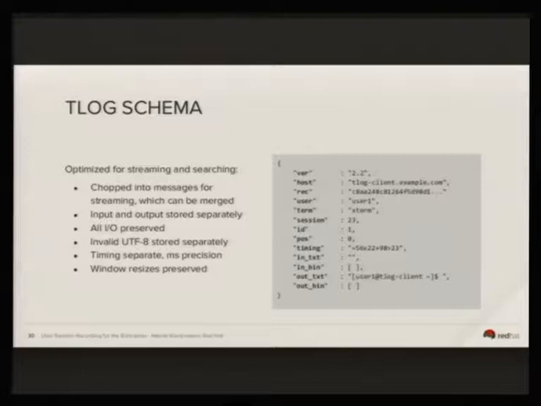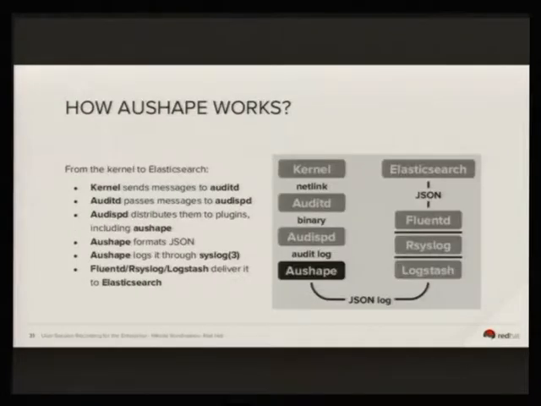Yeah, and window resizes are preserved as well, along with the timing. So the AUSHAPE pipeline starts from the kernel, where the kernel feeds the data to AUDIT through netlink. Then AUDIT pushes that binary data to AUDIT, which is a plugin manager for audit. And one of those plugins can be AUSHAPE, which then converts it on the fly and pushes it off to the login server, which can then deliver it to Elasticsearch.